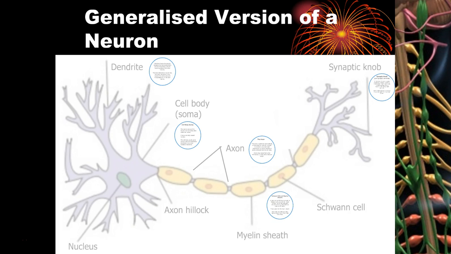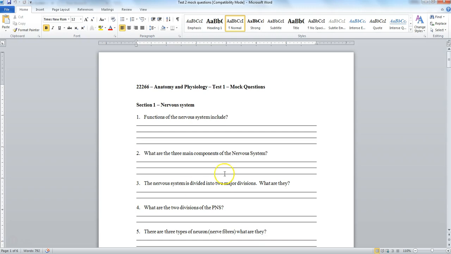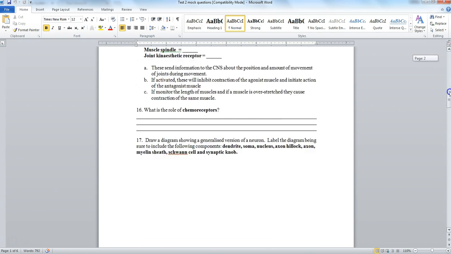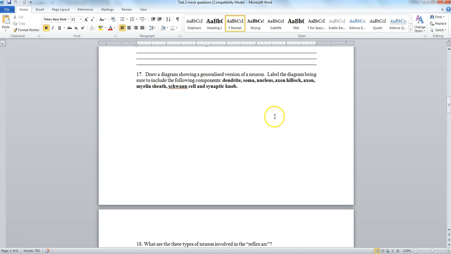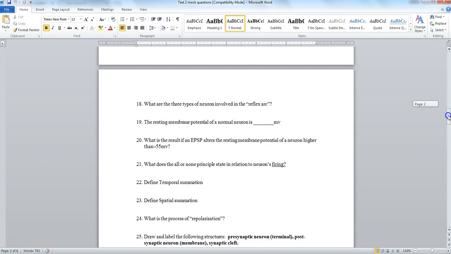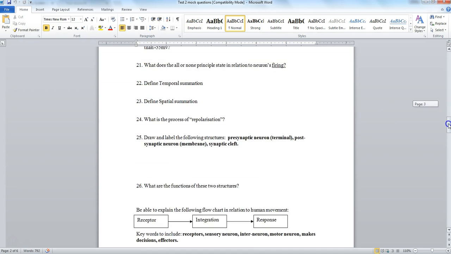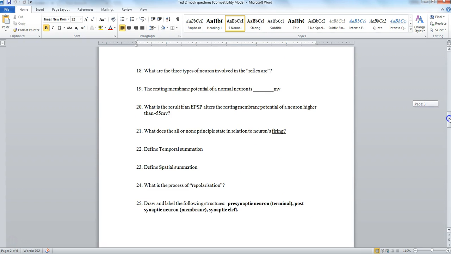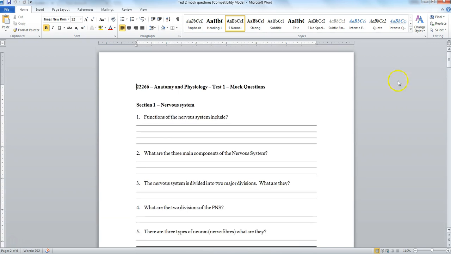Again, for this presentation, you'll want to have your mock question sheet handy. That is this one here called 22266 Anatomy Physiology Test 1 Mock Questions. The last thing we did was under question 17, where we drew a generalized neuron and labeled the parts. Today we'll continue and finish off these mock questions so that you have everything you need for section 1 of your test, the nervous system. So let's dive into it.